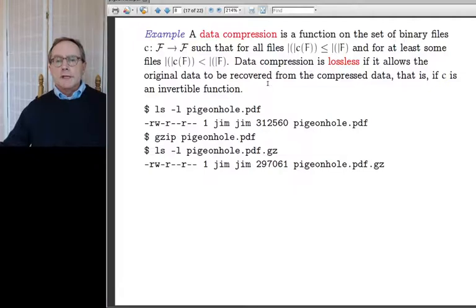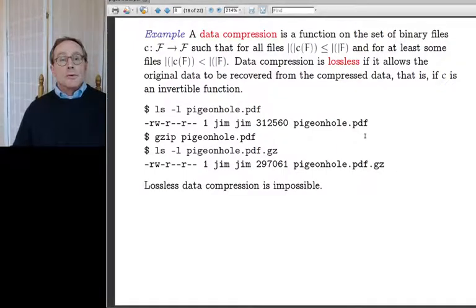So we've all seen this kind of thing. If I list, for example, the file that makes up these slides, pigeonhole.pdf, it tells you that it's 312,000 bytes. But if I use the compressor gzip, then it shrinks to be 297,000 bytes. I made it smaller. Gzip likes to put a .gz at the end so that the two files don't get confused. Okay, so I made the file smaller. This file, pigeonhole.pdf, got shrunk by gzip.